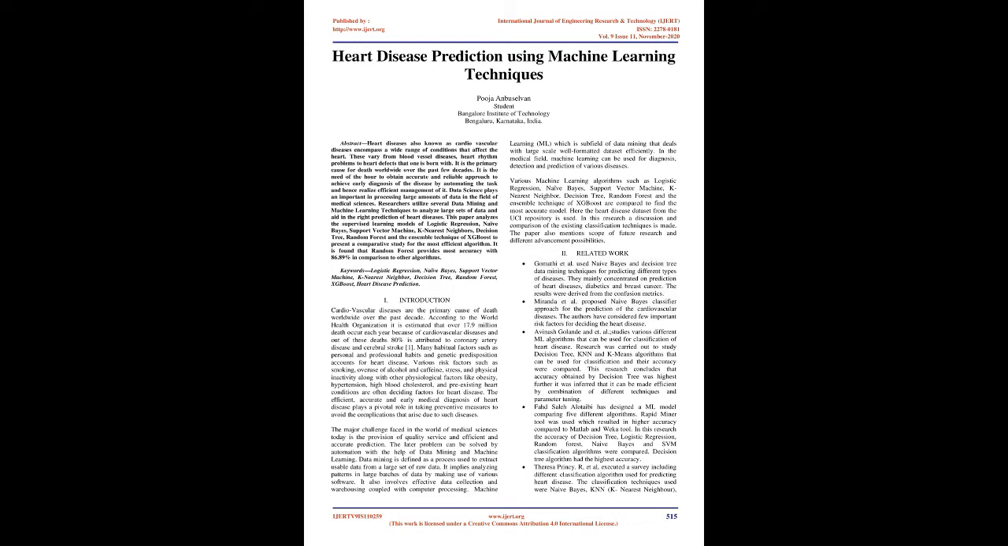Here the heart disease dataset from the UCI repository is used. In this research, a discussion and comparison of the existing classification techniques is made. The paper also mentions the scope of future research and different advancement possibilities.